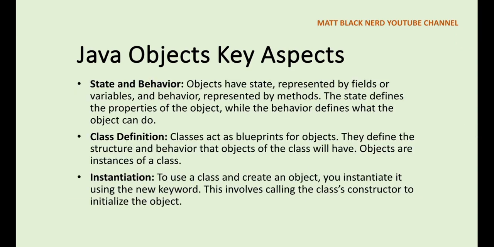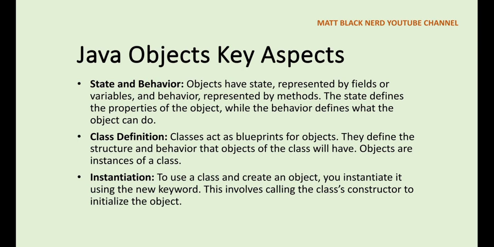State and behavior. Objects have state represented by fields or variables and behavior represented by methods. The state defines the properties of the object while the behavior defines what the object can do. Class definition. Classes act as blueprints for objects. They define the structure and behavior that objects of the class will have. Objects are instances of a class.